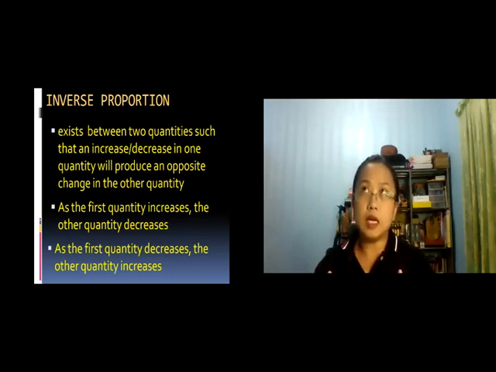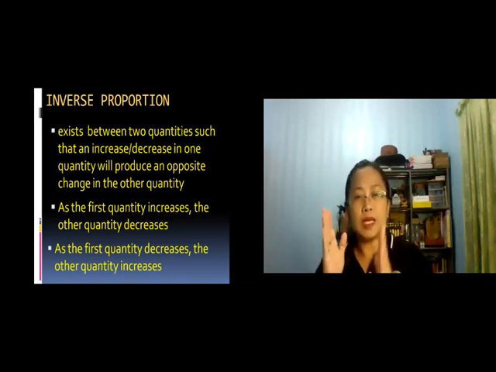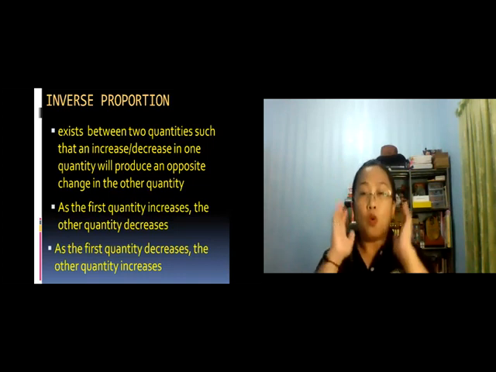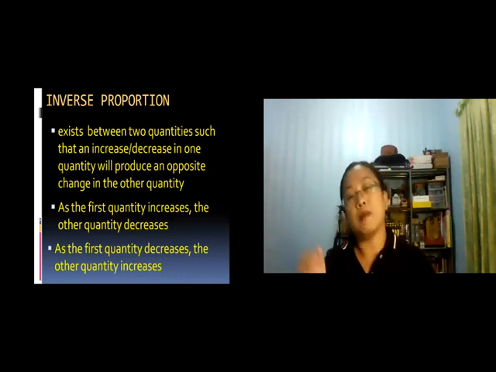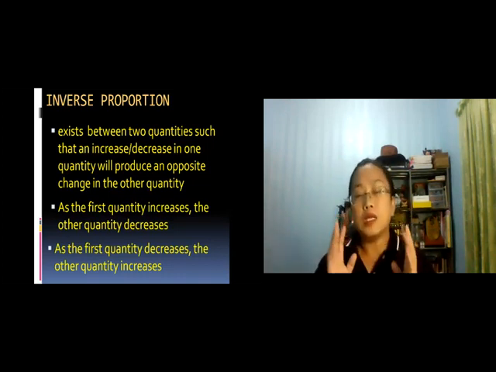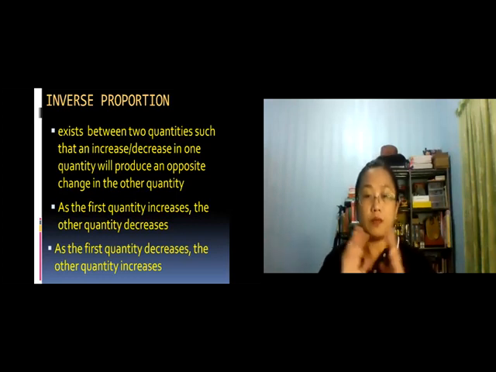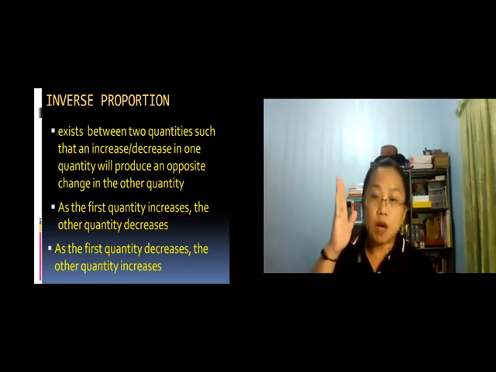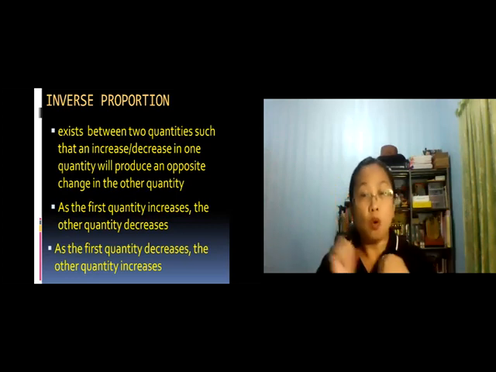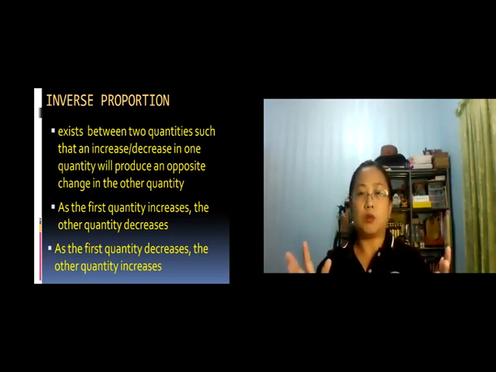So unlike a direct proportion situation, sa direct proportion sabay silang tumataas. No? Habang pataas yung isa, pataas din yung pangalawa. Or kung pababa yung isa, pababa rin yung pangalawa. While in an inverse proportion, it's different. If one goes up, the other goes down. Or if one goes down, the other goes up. So they move in opposite direction. So yun ang tatandaan natin sa inverse proportion.